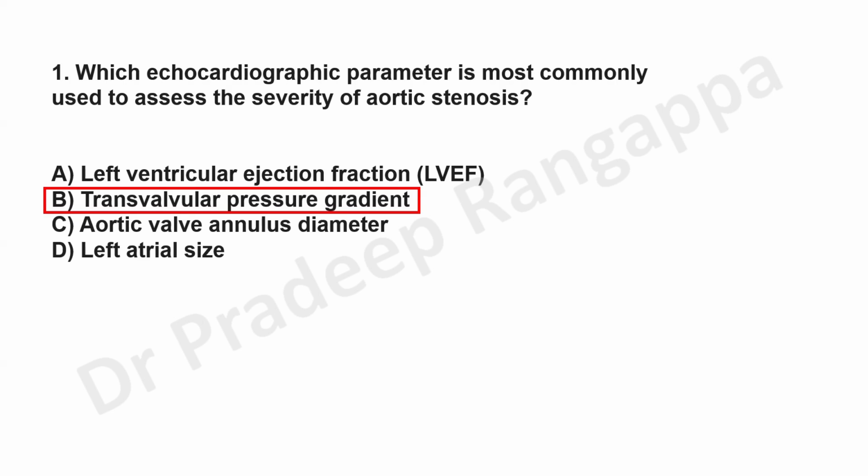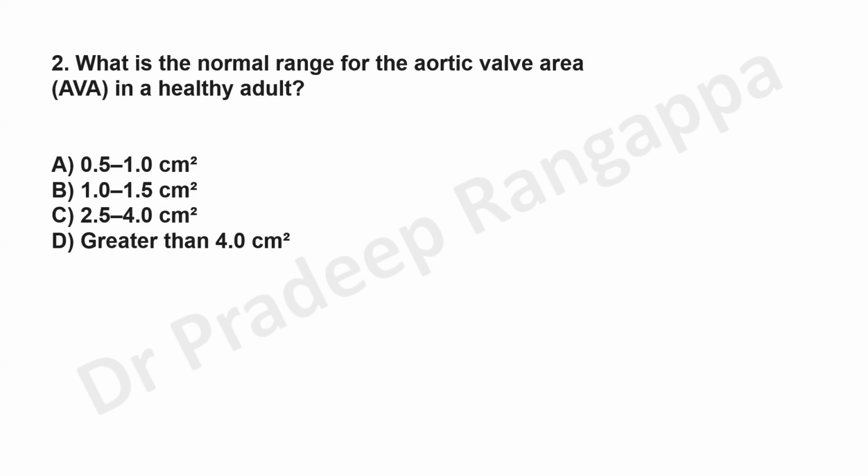So we'll go to the second interesting MCQ, which my good friend Dr. Sanjay Shastri will answer. Which echocardiographic parameter... so this is the one. What is the normal range for aortic valve area in a healthy adult? Severe, we said, is less than 1. So in a healthy adult, what is considered a normal valve area? Okay, he gives an answer of C, which is correct, 2.5 to 4 centimeters.